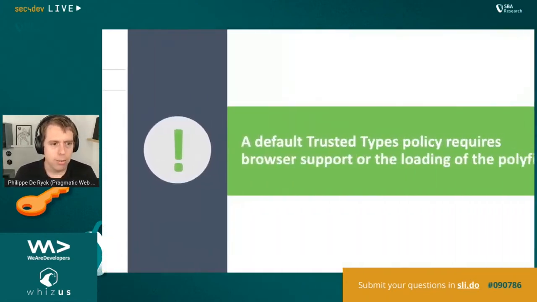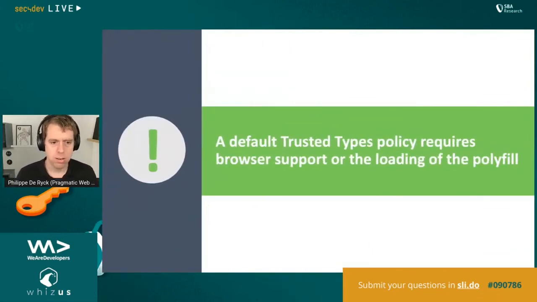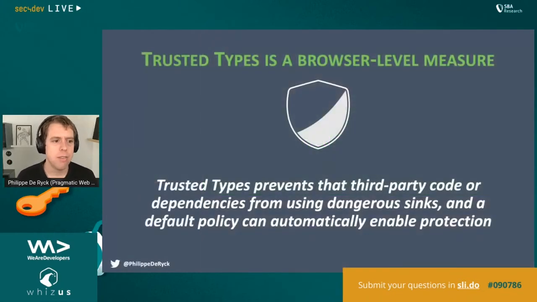Word of warning, if you want to use this feature in production, you need the polyfills. You need the actual polyfills available in all browsers so that you can actually transform this into safe values. That's a very important caveat. Otherwise, either things are going to break or you might have vulnerabilities. And this latest example shows how Trusted Types is basically a browser-level security measure. It changes the browser. So every piece of code running on top of that will benefit from that protection. And having a default policy can enable automatic protection as well. And that's maybe the most important takeaway from this entire presentation.